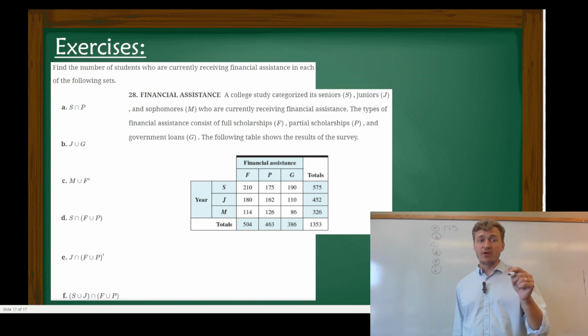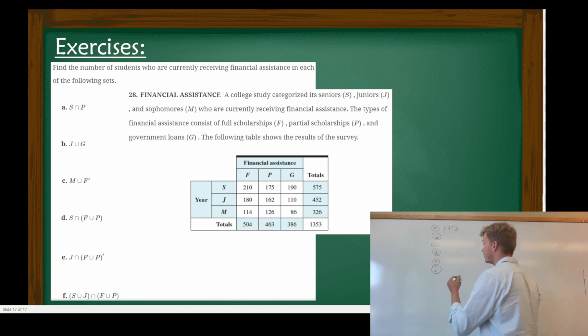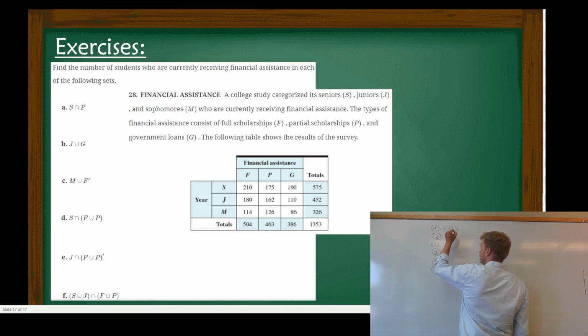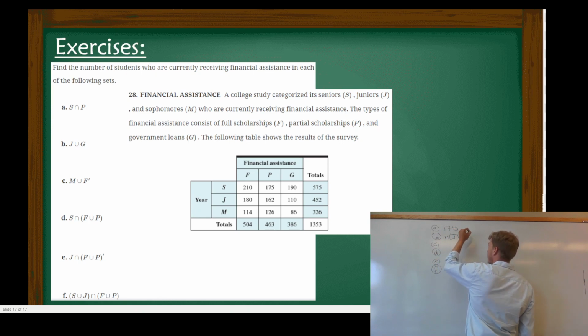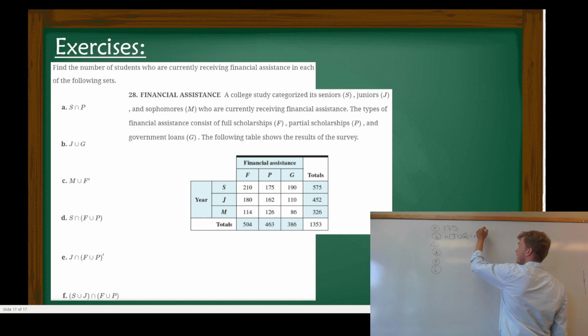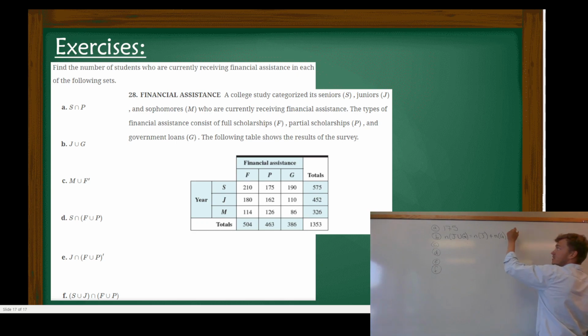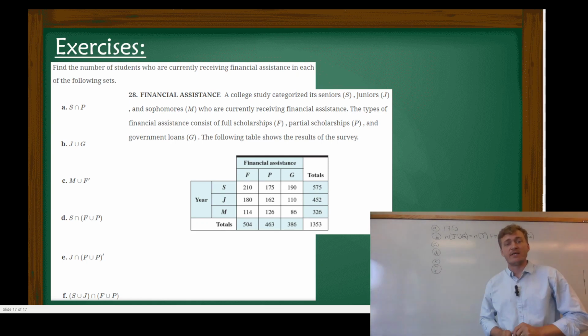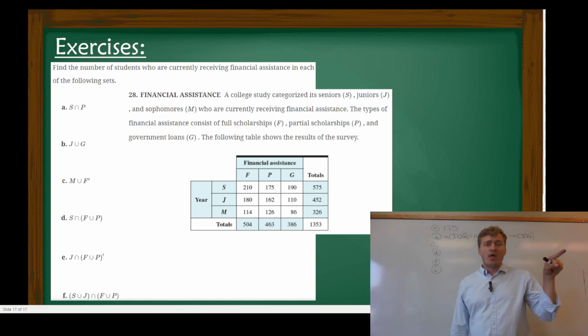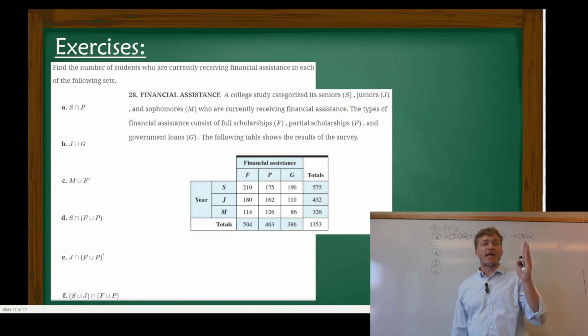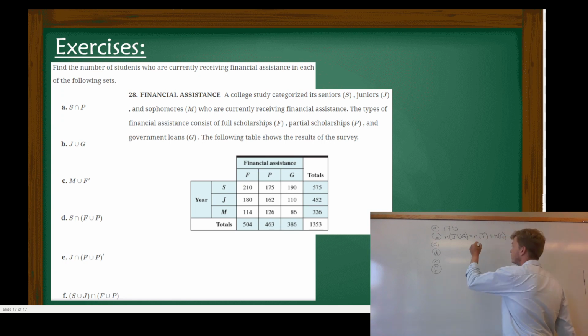If you look at part B, they want to know a number of students. So in part B, it's the number of juniors union government loan. And according to our formula, we want to find the number of juniors, add it to the number of students that receive government loans, and subtract the intersection. Subtract the number of students that are juniors and are receiving government loans. Because if you just add these two numbers together, you're going to add the same number twice. Consider, how many juniors do we have? The totals are at the end for juniors. 180 are on full scholarship, 162 are on partial, 110 are on government loan, and there's a total of 452 juniors.